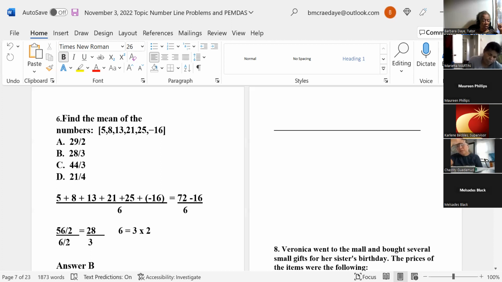Let's see what are the common multiples of these two numbers. And I just take the 6 common multiples of 3 and 2, right? 3 times 2 is 6.